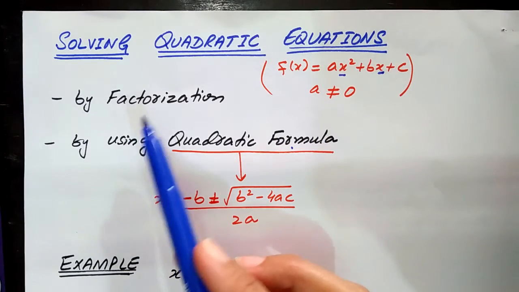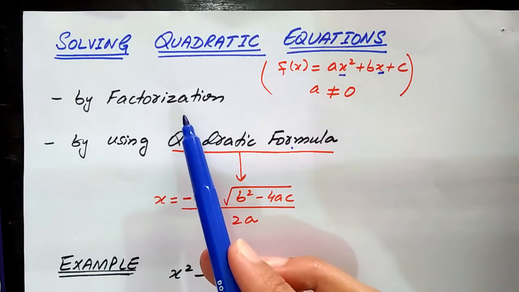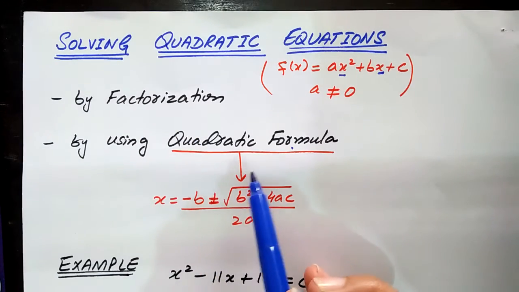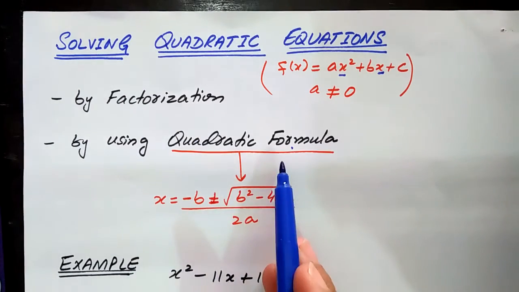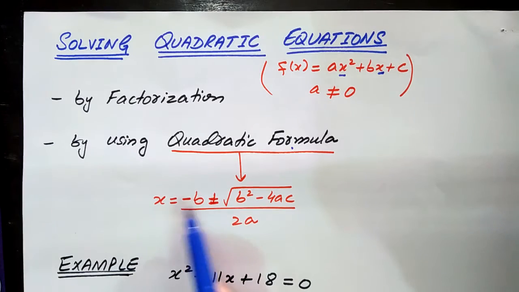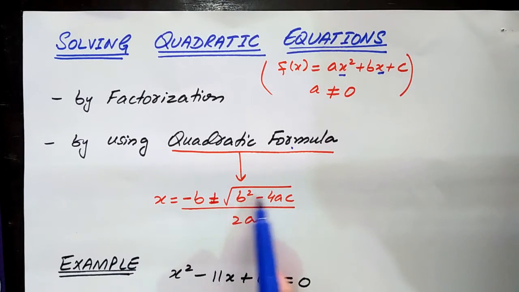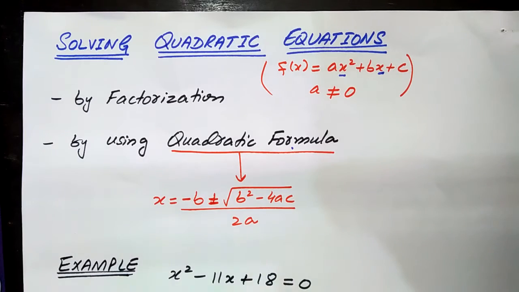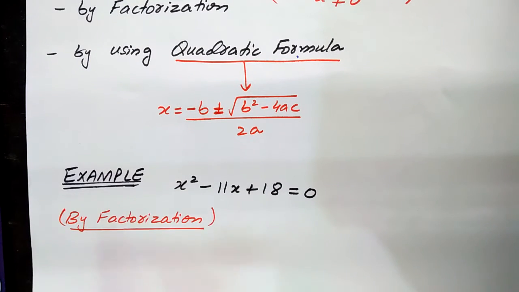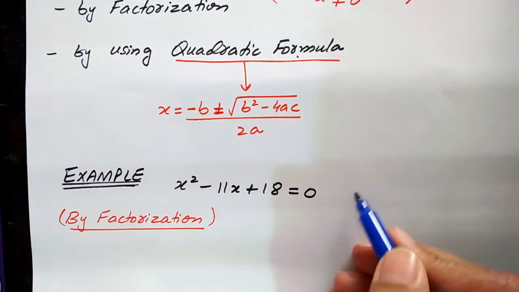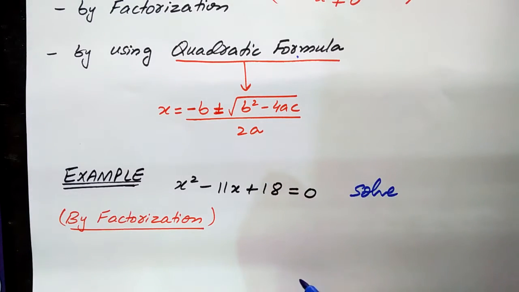We can solve any quadratic equation using the factorization method or by using the quadratic formula. Now what is this quadratic formula? It is basically x equals minus b plus minus under root b square minus 4ac over 2a. For example, x square minus 11x plus 18 equals 0, and we want to solve it for x.